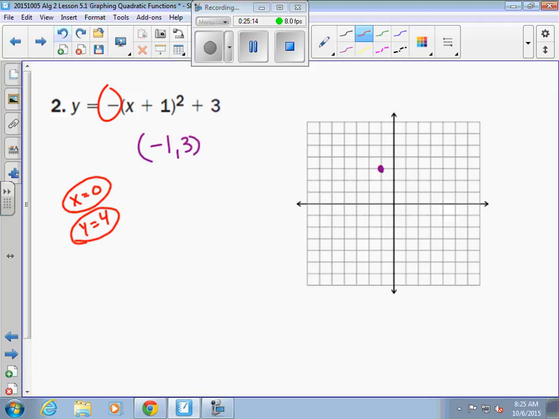Wait, I made a mistake. Let me plug it in. It's not 4 because there's a negative up front because we know it opens down. So let's just run through it real quick. Y equals negative. We're plugging in 0 plus 1. So it'll be 1 squared plus 3. 1 squared is 1. Then the negative is going to come down plus 3. Y's value is 2.